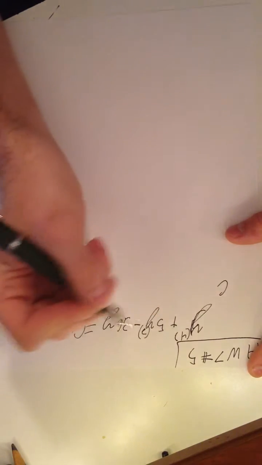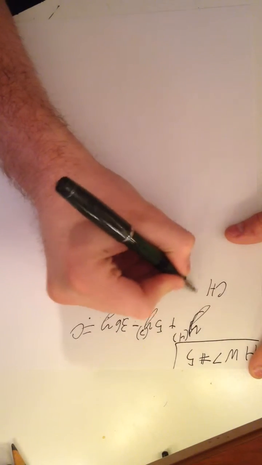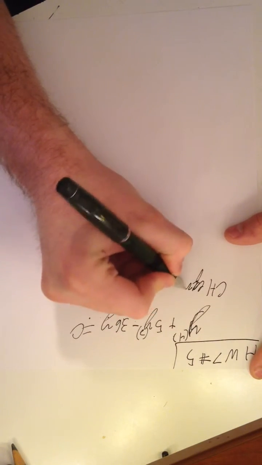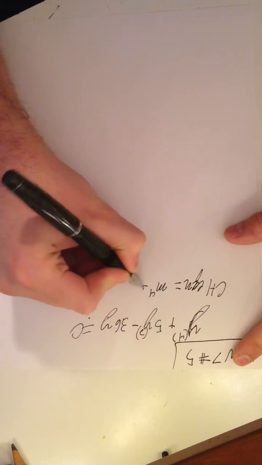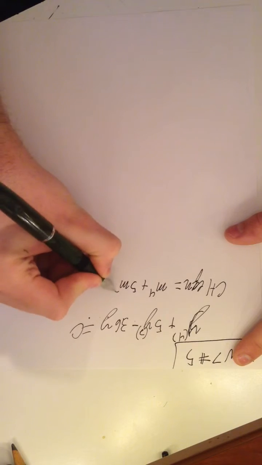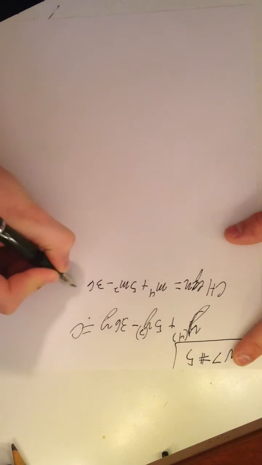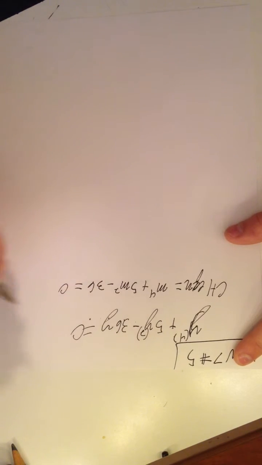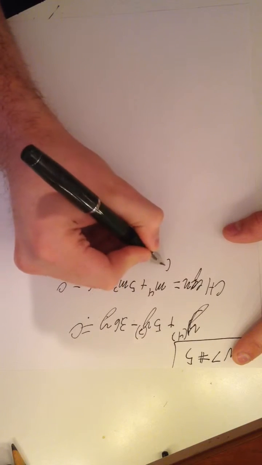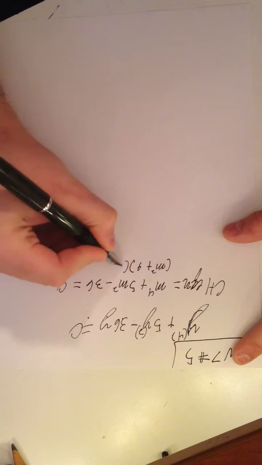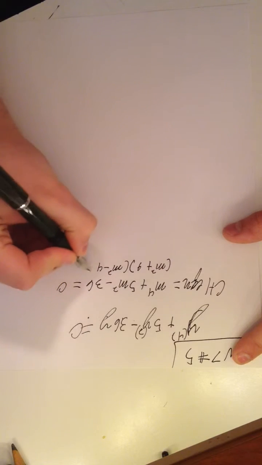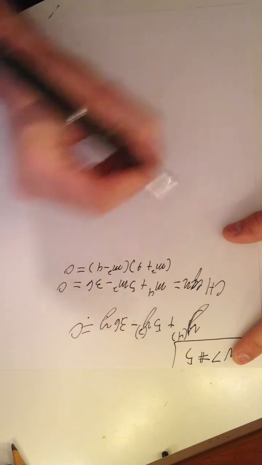So we're going to use the M&M methods for this, and we're going to set it into our characteristic equation. In doing that, that'll give us m to the fourth plus 5m squared minus 36 is equal to 0. We solve for m, and to do that, we're going to separate it out. So that gives us m squared plus 9, m squared minus 4 is equal to 0.